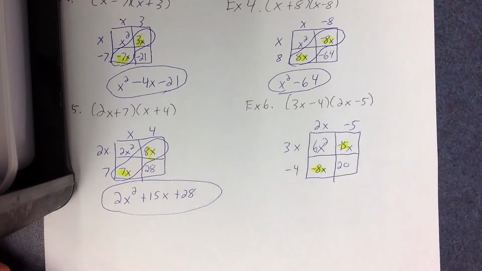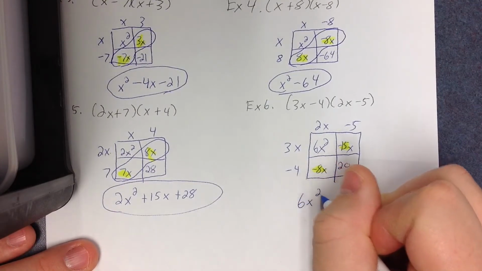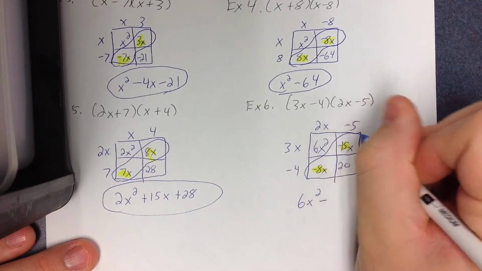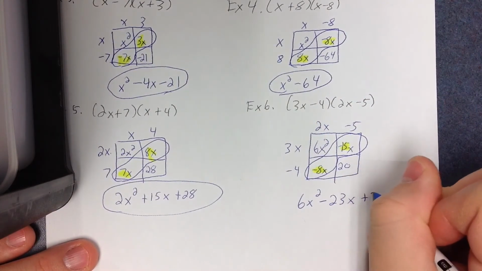So again, I have like terms of negative 8x and negative 15x. So I've got 6x squared. Negative 8 plus negative 15 is negative 23x. And then the 20 is positive, so plus 20.